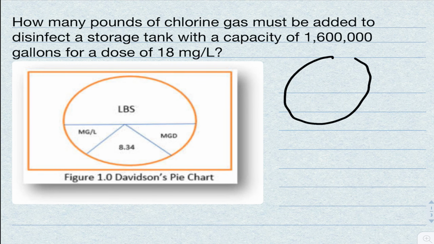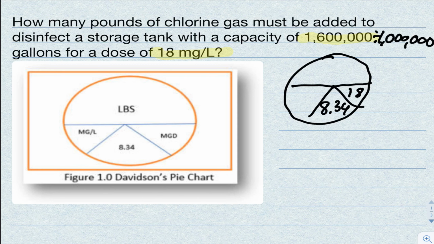Okay, let's use our pie chart. Now we always know 8.34 is going to go here at the bottom. And let's look back at our problem. We see 18 milligrams per liter that they give us and 1,600,000. Okay, now we know 18 milligrams per liter goes here. Now we want the MGD. To get that, we need to divide this by 1 million. Once we do that, this will equal 1.6 MGD.